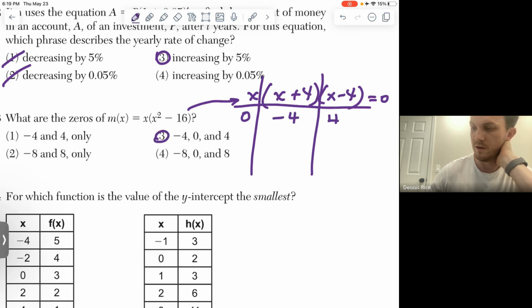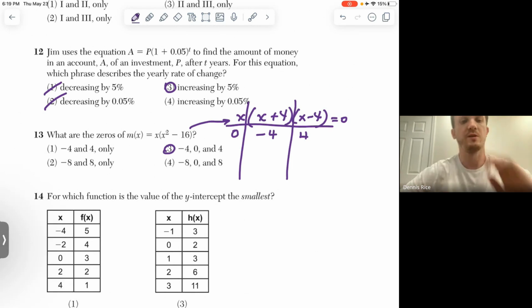So choice 3. It's kind of like solving a quadratic when we use the factoring approach, T-chart. But in this case, we have an x out front. So 0 is a valid solution, right? If I were to plug in a 0 for x, it would make it equal to 0. If I were to plug in a negative or +4, same thing. Choice 1 would be a common wrong answer here because people would forget about this guy.